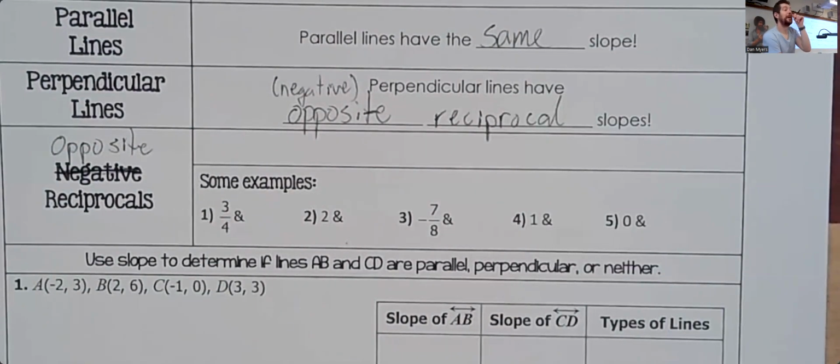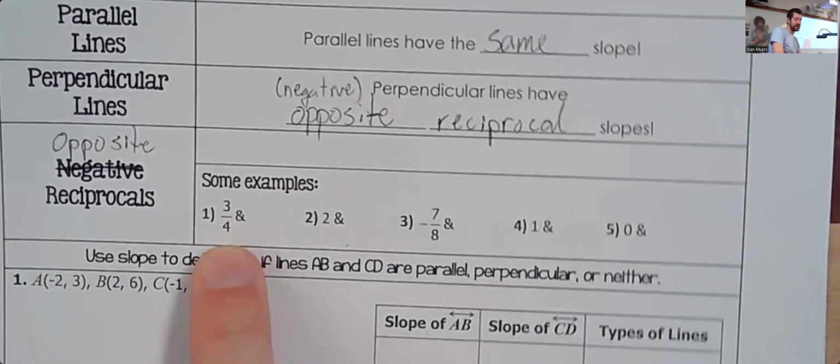And then what does the word reciprocal mean? Mabel? Yeah, you flip over the fraction. So basically, anytime you're looking for perpendicular slopes, you have one positive slope, you have one negative slope, unless we're talking about horizontal and vertical. We'll talk about that in a minute. But you have a positive slope, negative slope, and you flip over the fraction.